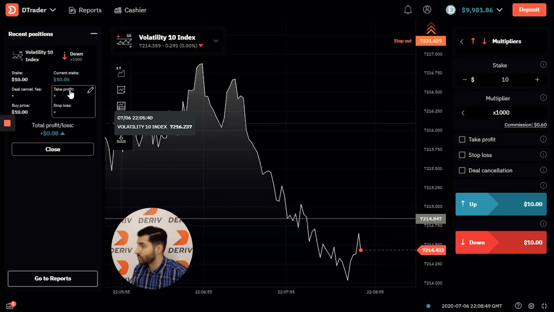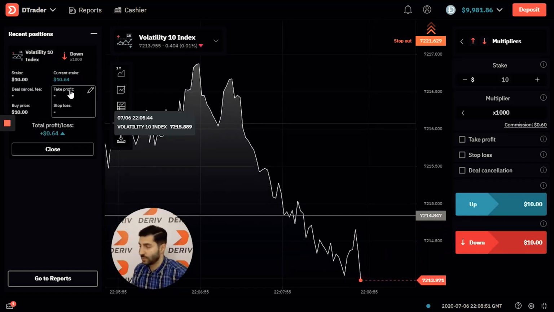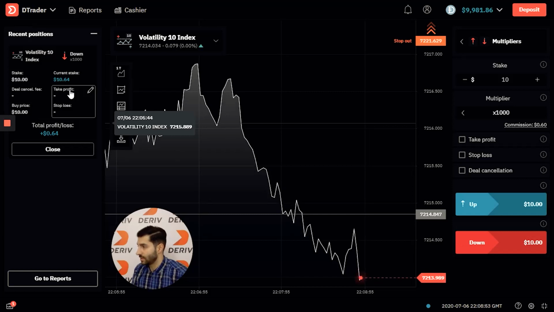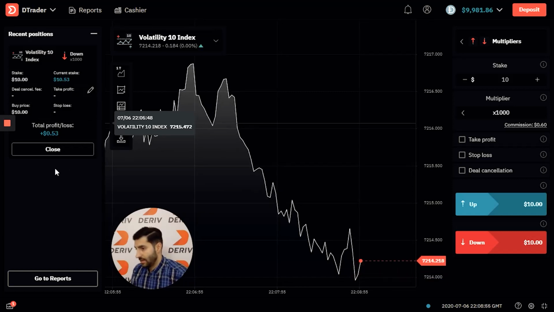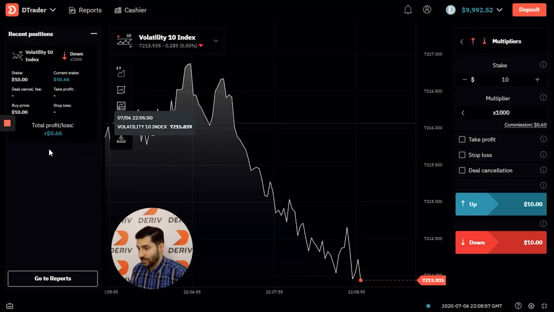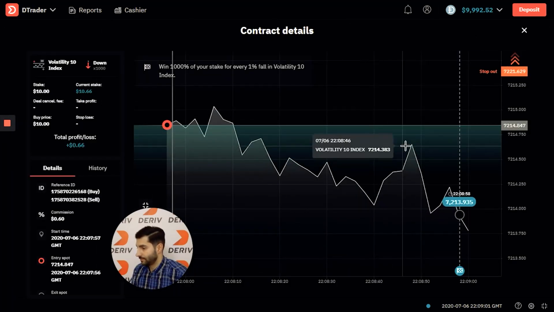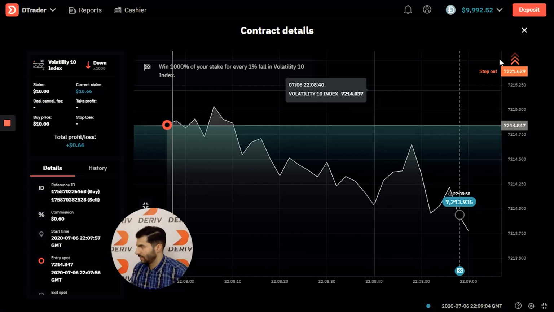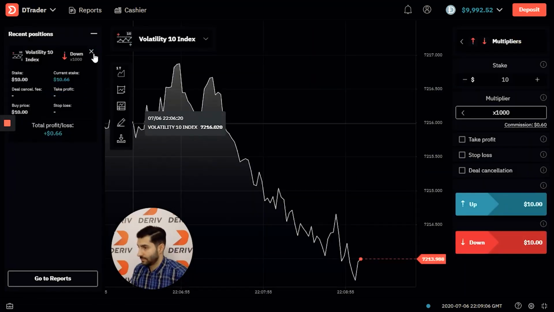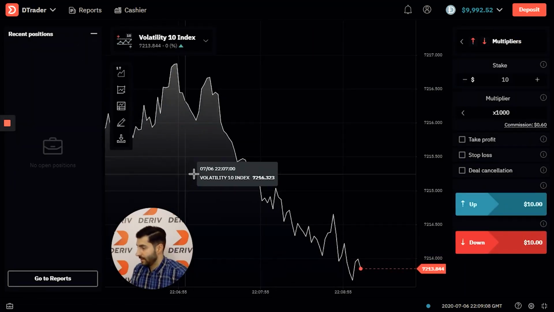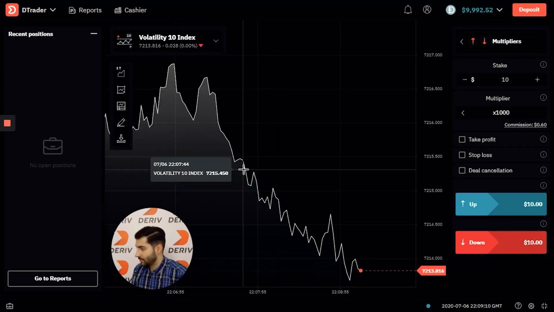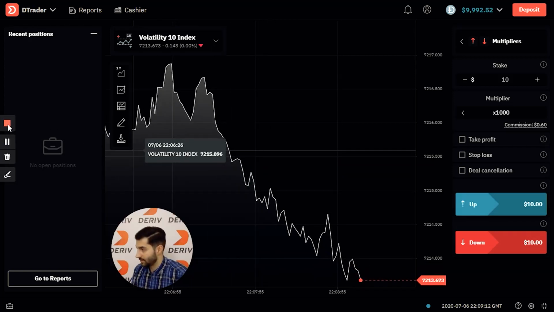This is an inbuilt feature, so the system will automatically close out your contract once that point is hit. I'll close this contract off here now. Once again, we can take a look at the graph and go back to the platform. Move this here. Okay, and let's take a look at how deal cancellation works next.